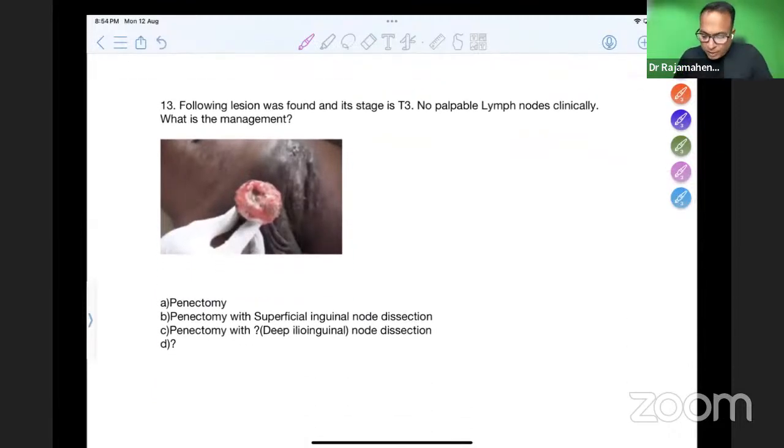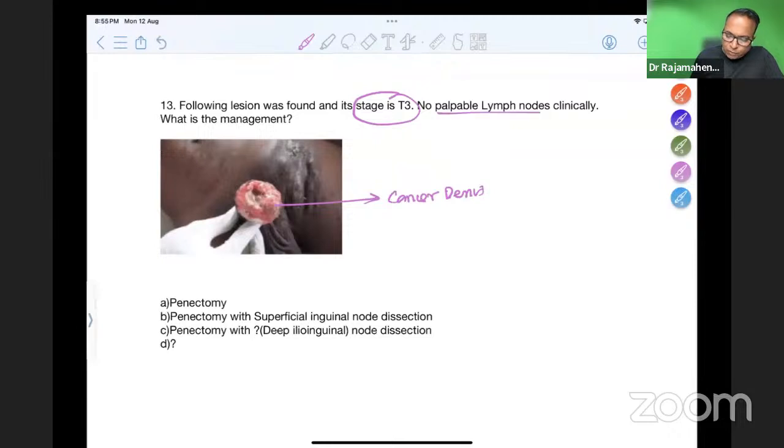It is again another question where many students made a mistake. This is a classical protocol for cancer penis. The following lesion was found and it is stage 3 in a cancer penis. No palpable lymph nodes are clinically found. What is the management for no palpable nodes?